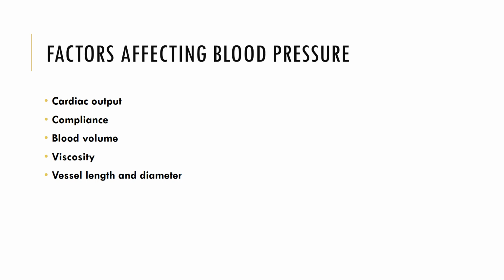If we examine length versus diameter, we can see that differences in diameter have much more significant effects on resistance than do differences in length. If two vessels are equal in diameter, but one is twice as long as the other, the longer vessel offers twice as much resistance to blood flow. But for two vessels of equal length, one twice the diameter of the other, the narrower one offers 16 times as much resistance to blood flow.